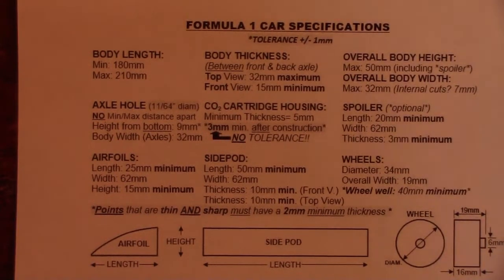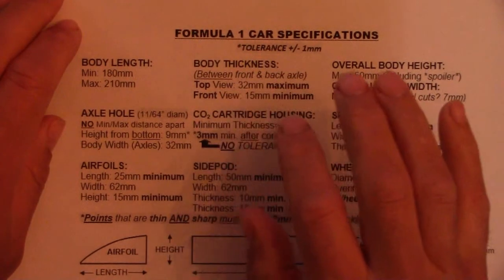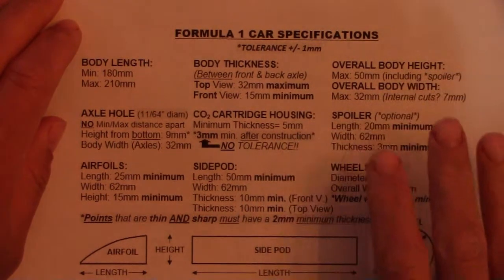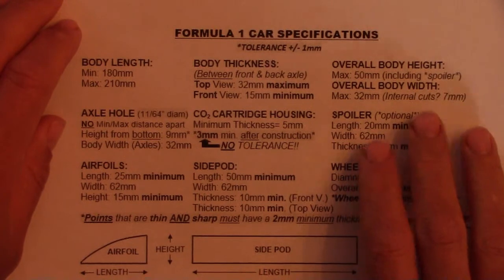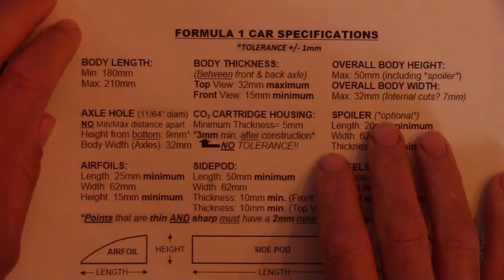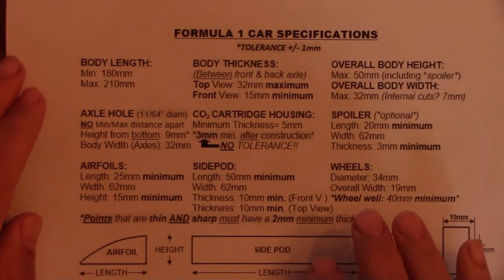Okay, in this video I'm going to be covering the Formula One car specifications. This document is located in Google Classroom. You don't have to print it, but I would definitely have it open so that you can follow along with these specifications as you design your working drawing. We're going to break this down into a few parts.